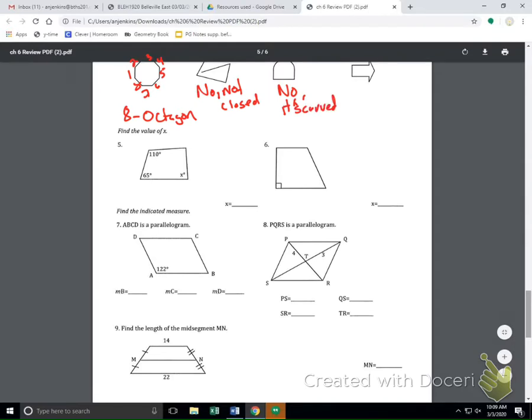Okay, our next one up, is this going to be a polygon? Yes. What is it? Heptagon. There's 7 sides, so it's a heptagon.